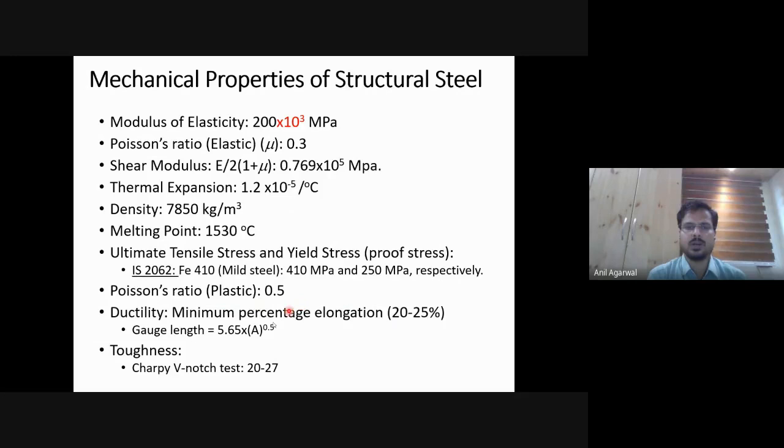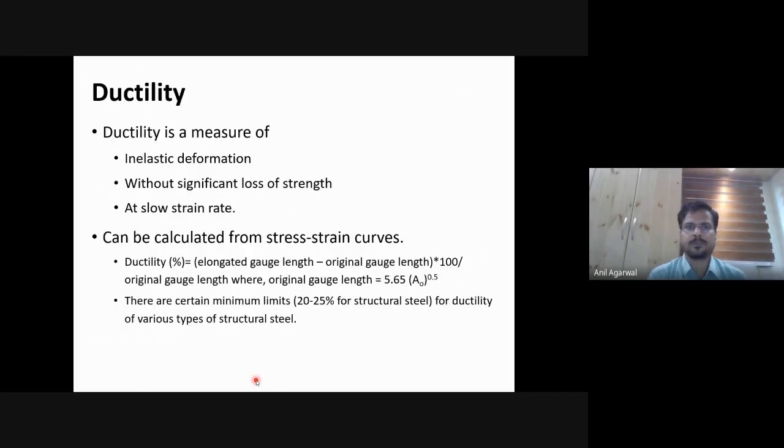Similarly, you have ductility requirements also. They are also given in IS 2062. And that basically depends on the gauge length, but of course that gauge length depends on the cross-section area. For that, you have to follow the test protocol, and the typical ductility requirement should be between 20 to 25%. And then there is a toughness requirement also. I'll talk a little bit in detail about the ductility test and toughness test.